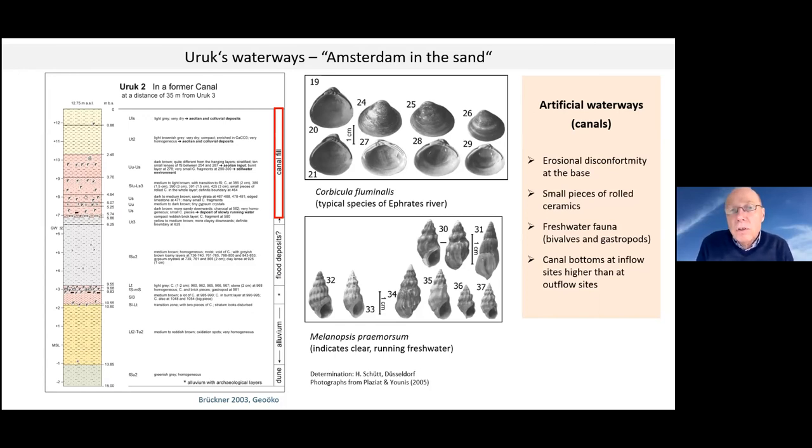Then we have an erosional disconformity at the bottom of this canal. And then we have also freshwater bivalves in the upper part, as you can see, bivalves from the Euphrates River even. And when I compare the inflow of the water, the canal bottom, and the outflow, where it comes into the city, the inflow is a little bit higher than the outflow, which should, of course, also be the case, there has to be a little gradient. So all of that, yes, and we find rolled pieces of ceramics at the bottom, not big ones, but you see they are transported by the river. This is also a good indication. And we could compare with the drilling next to it, and it is different.